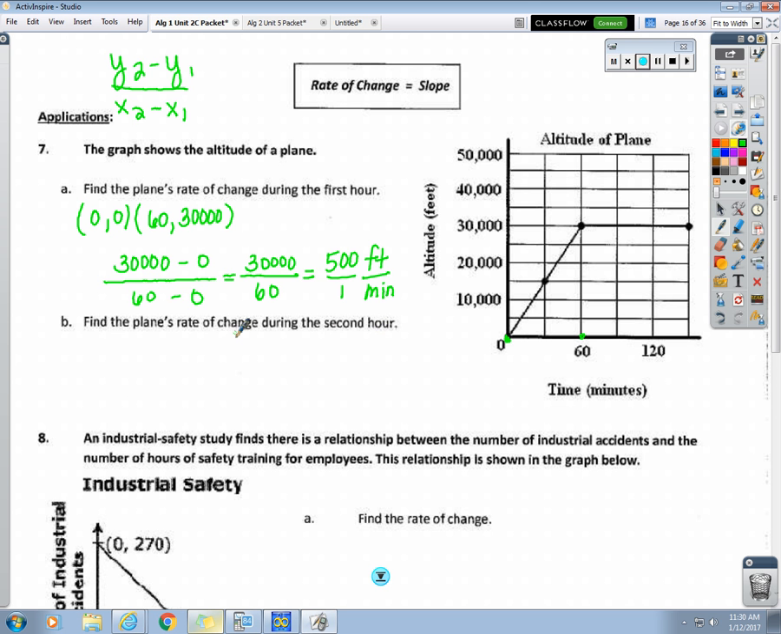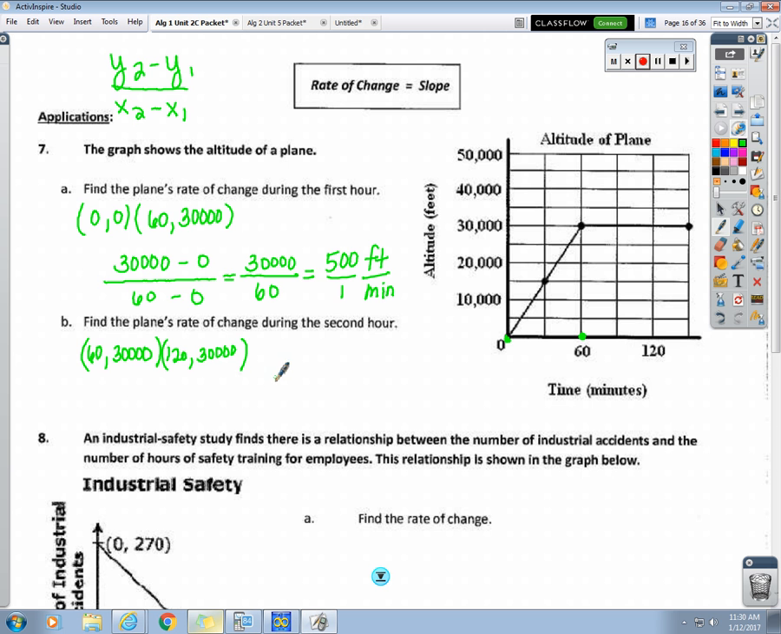Alright, find the plane's rate of change during the second hour. So they're asking us to find rate of change again, so they're asking us to calculate the slope. To calculate slope, you have to have 2 points. What would those 2 points be if we're trying to find the rate of change during the second hour? Right. The first point would be when the first hour started at 60 minutes, and its altitude was 30,000 feet. And then the second hour would be 120 minutes, and the altitude was still 30,000 feet.